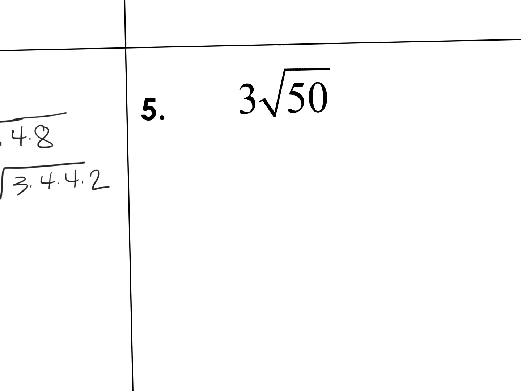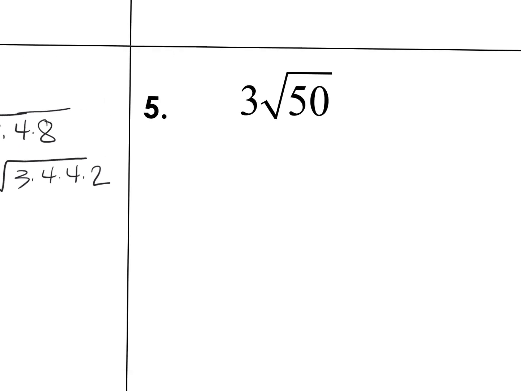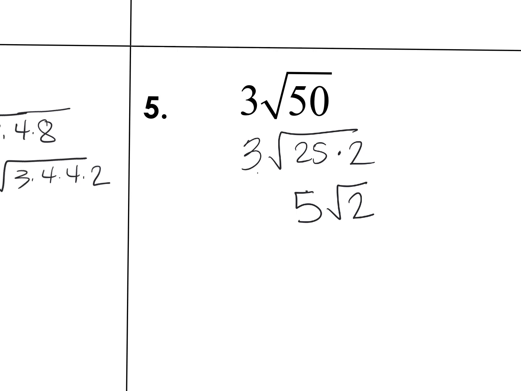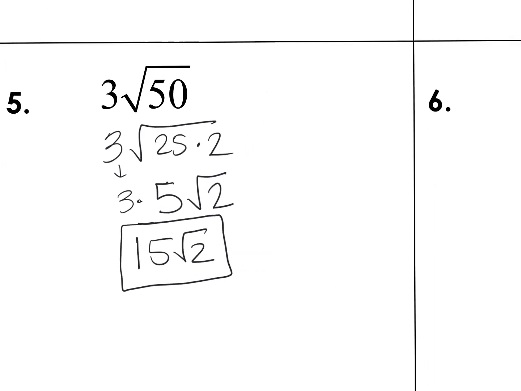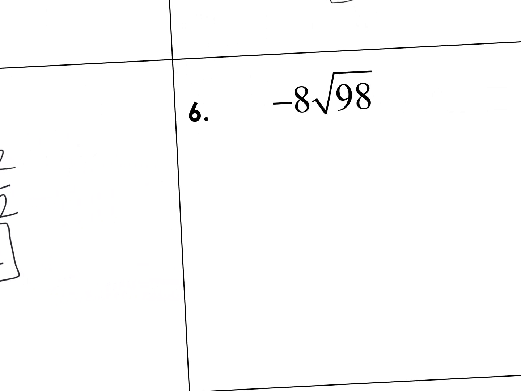All right, next. 50, and this is a nice easy one. 50 is going to be 25 times 2, and so the square root of 25 is 5. The root 2 will be left over, and then this 3 in the front just carries along, and we multiply them together. We've kind of been doing that in a couple of other examples, so we get 15 root 2. All right, last one.